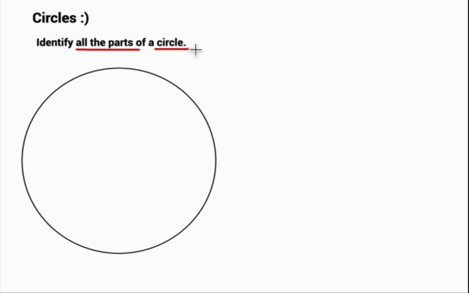So our first question is to identify all the parts of a circle. Right now I'm going to start off by marking the middle of the circle, which is called the center of the circle. It is going to be very important to help mark the other parts of the circle, so I will start with that first.